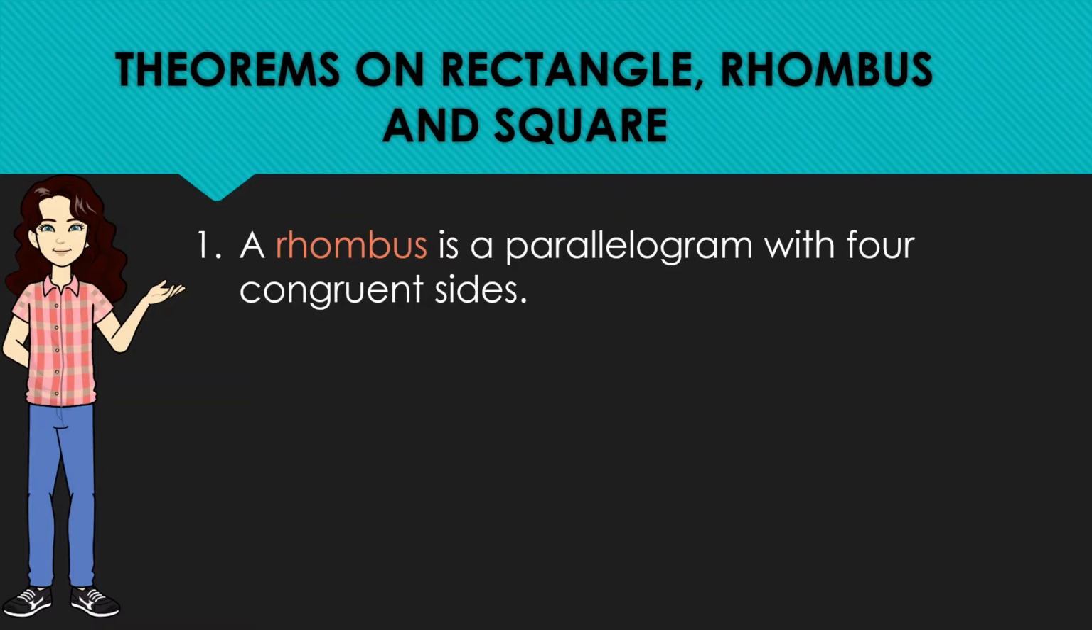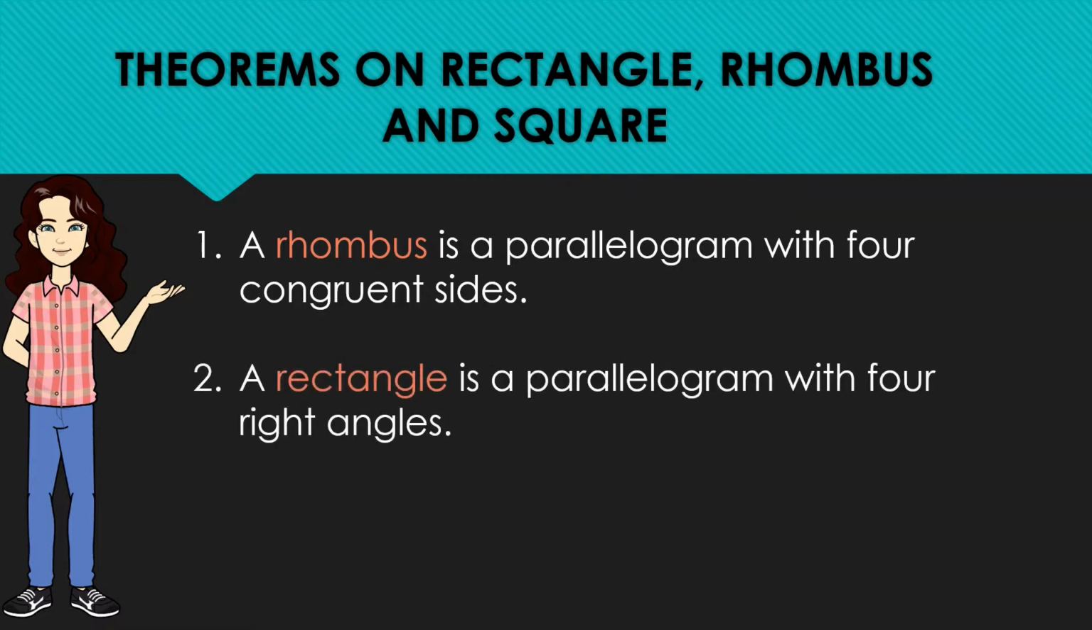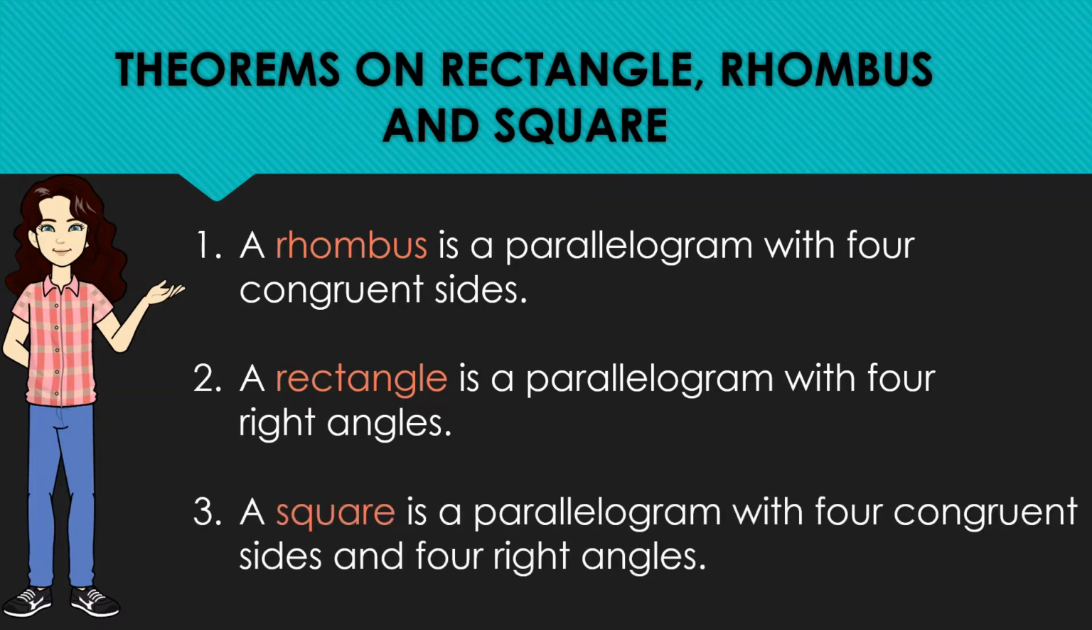Number 1, a rhombus is a parallelogram with 4 congruent sides. A rectangle is a parallelogram with 4 right angles. A square is a parallelogram with 4 congruent sides and 4 right angles.